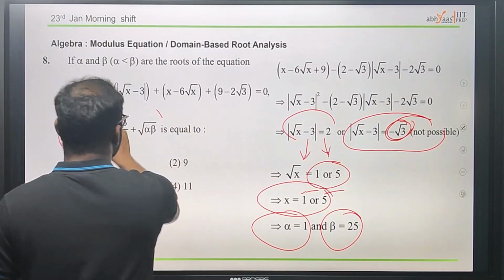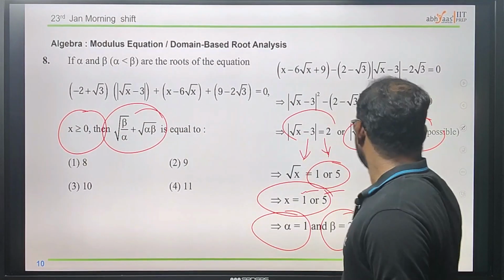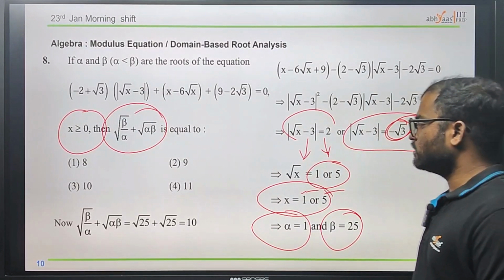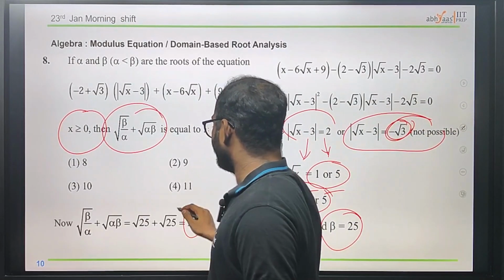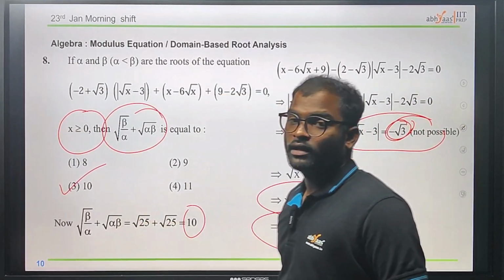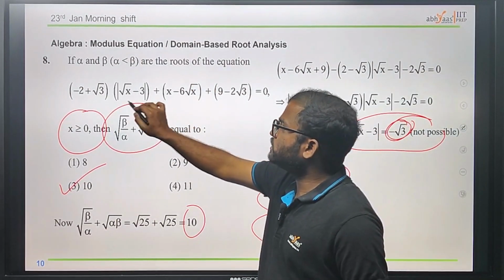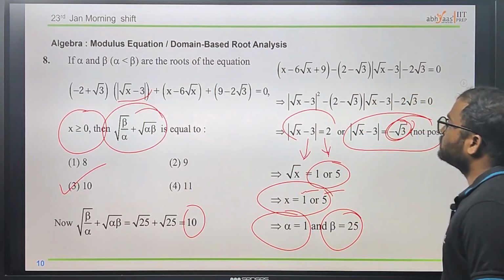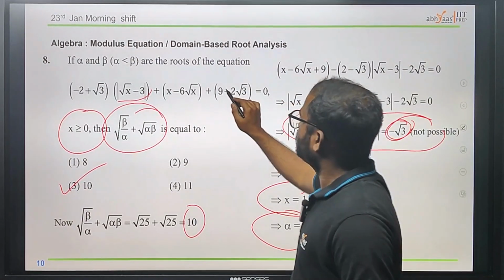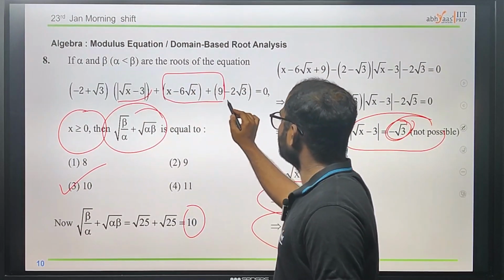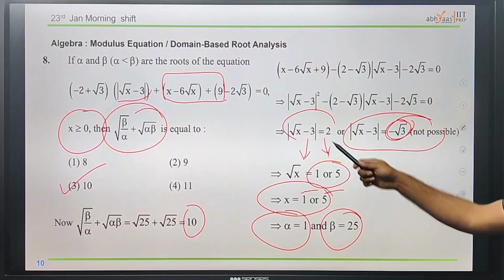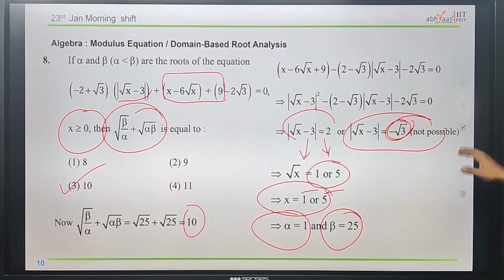Just substituting those values here, we will get the answer. Substituting those values, we will get 10 as the answer. I hope you understood. In place of this you can substitute any t or u, or you can do that directly. Just you need to see here. And the remaining things will be equal to 0. I hope you understood.